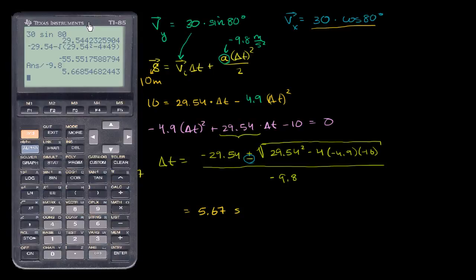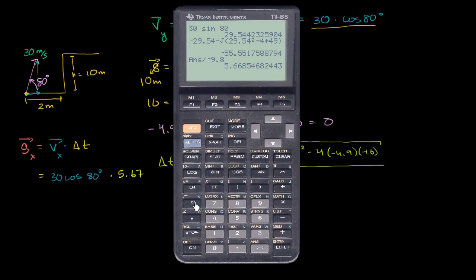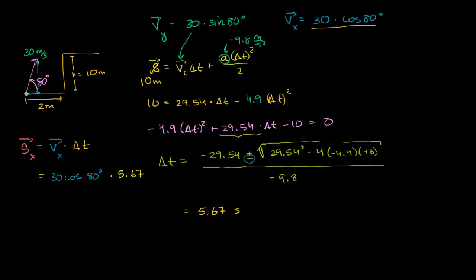It'll give us an answer in meters. So once again, this is our time. 5.67 times 30 cosine of 80 degrees gives us 29.53 meters. So our total horizontal traveling displacement is 29.53 meters.